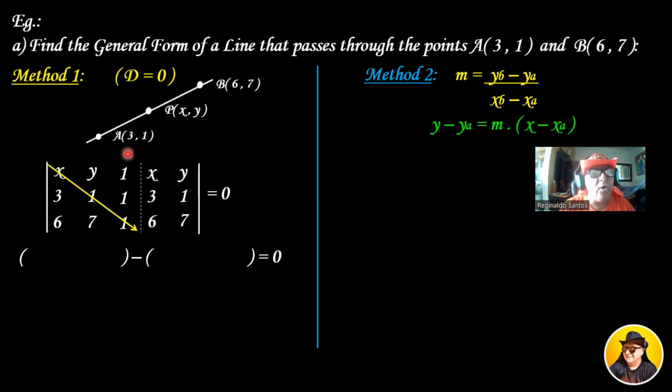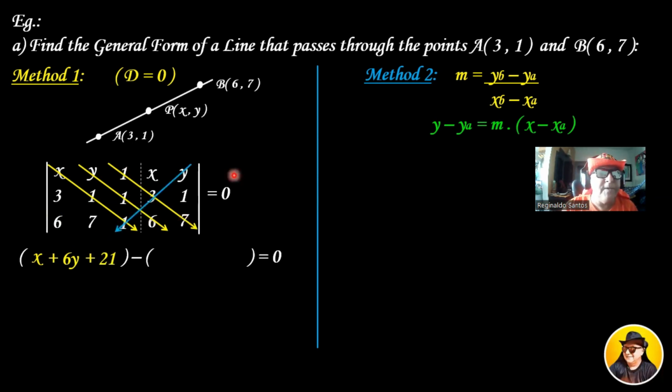Here you can see the yellow diagonal, the main diagonal. Now let's multiply. Pay attention. x times 1 is x. You can see the second main diagonal: y times 1 is y, times 6 is 6y, so we have plus 6y. Now another diagonal: 1 times 3 is 3, times 7 is 21, so we have plus 21. Now let's see the secondary diagonal in blue.